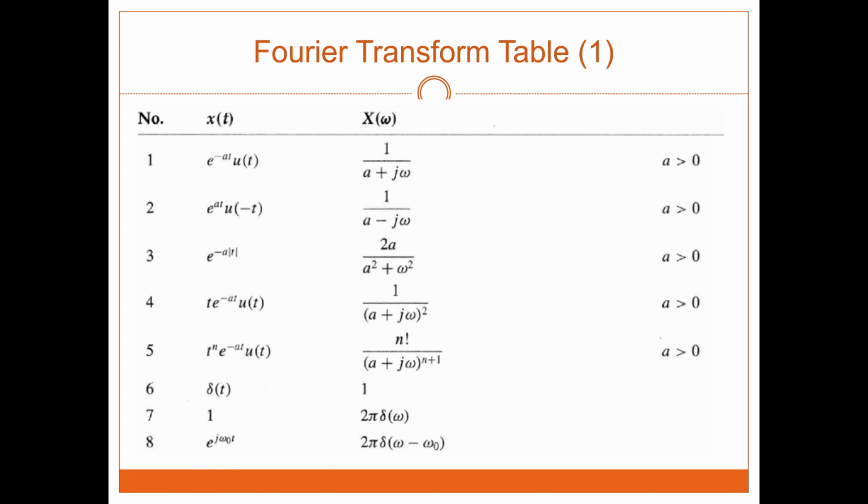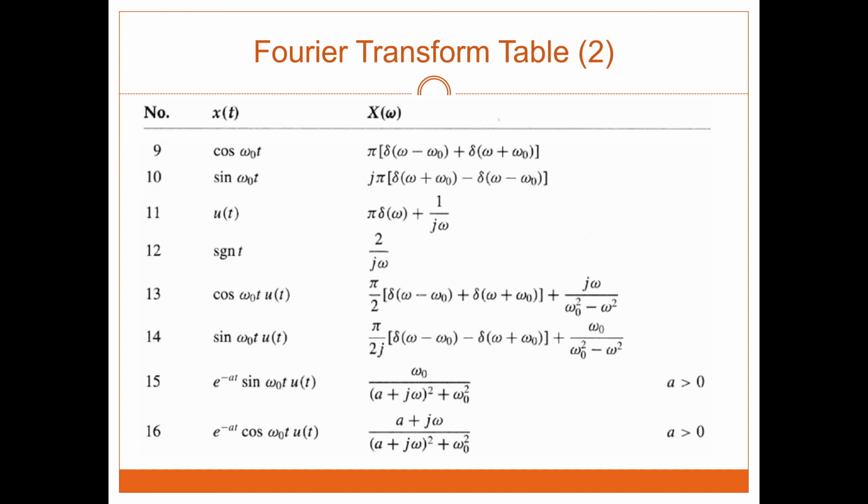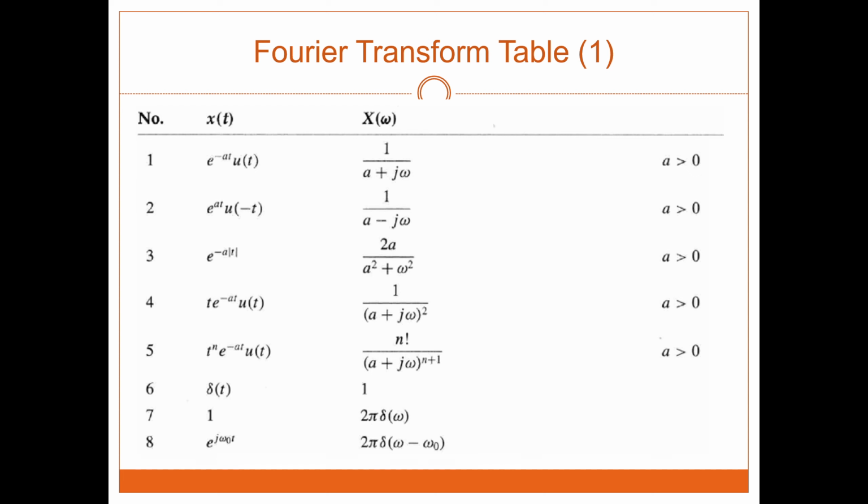This is a larger version of the Fourier transform table. Exponential: also, we can have t e to the minus at. There are two functions here, t and e to the minus at. So you have to use this formula, where it can also go up to n, the number of degrees of multiplication.